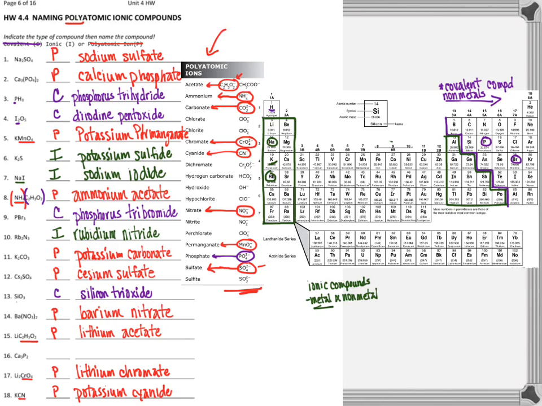Okay, next one we have CaP, so yes, calcium is a metal. Element number 20. P is phosphorus, so it's going to change to phosphide. And I believe that is it.